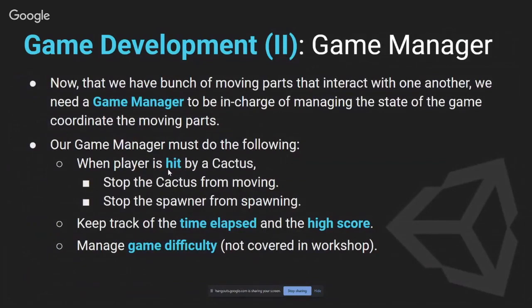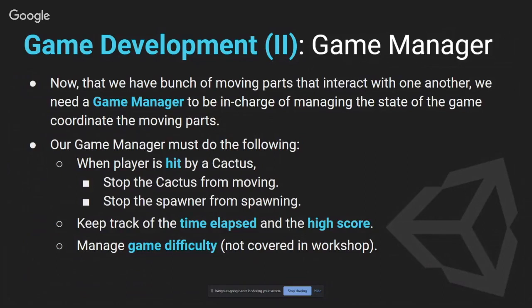So what I've planned is that the game manager must do the following. When the player is hit by a cactus, the cactus must stop moving. This is to simulate that when the cactus has stopped moving, the dinosaur has stopped running, right? So when the dinosaur dies or gets hit, the cactus should stop moving.